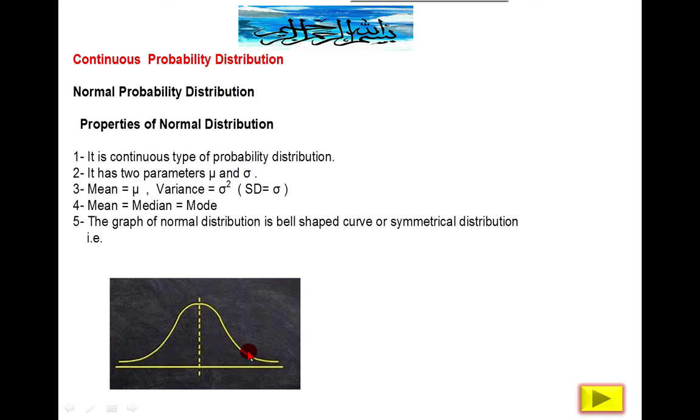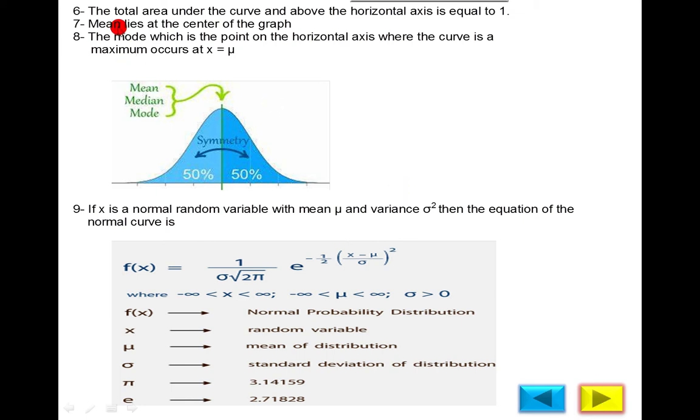So the next property is that the total area under the curve and above the horizontal axis is equal to 1. Total area above the horizontal axis and under the curve equals 1. The mean lies at the center of the graph at this point, because you know that mean, median, mode measure the central value of the data.